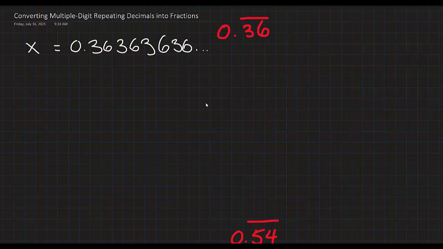Now what we're going to do is find the spot where one repeating round stops, which is right over here. And then we're going to move the decimal point over there. And how do we do that? Well, we can multiply 100 on both sides. So on the left side is 100x, and on the right side we have 36.363636, and so on.